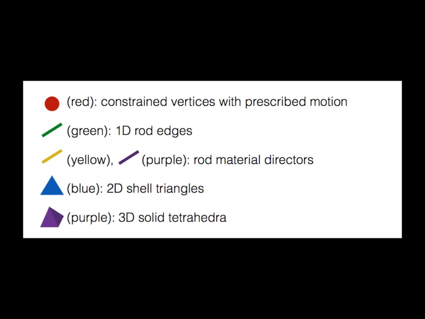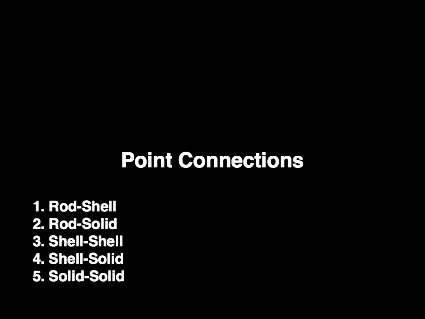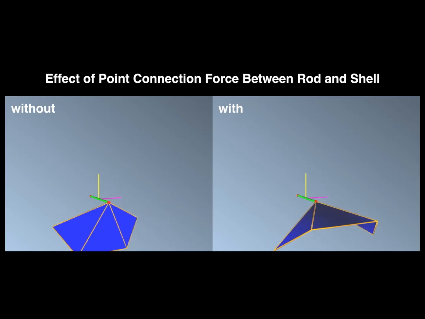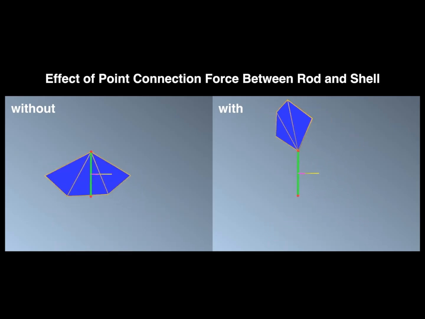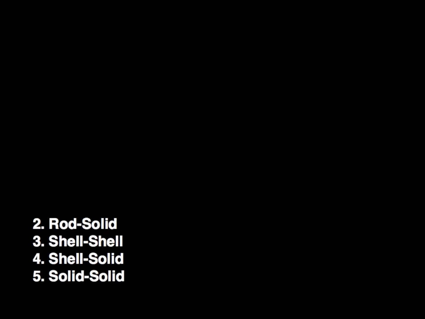In the following examples, we will color-code the components as shown here. In particular, vertices displayed in red have their motion prescribed in advance. First, we consider point connections, beginning with a rod-shell point connection. Next, we see the remaining four types of point connections.